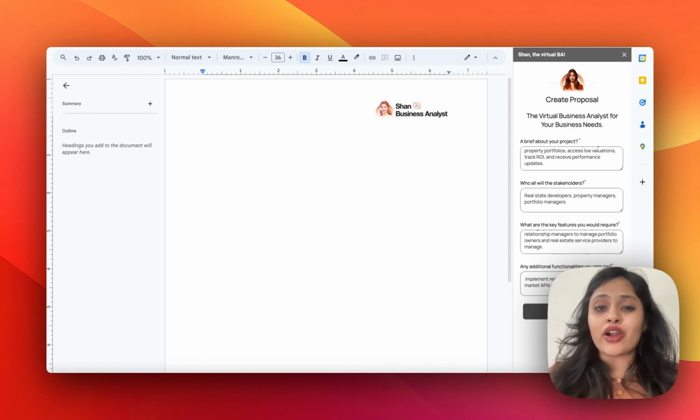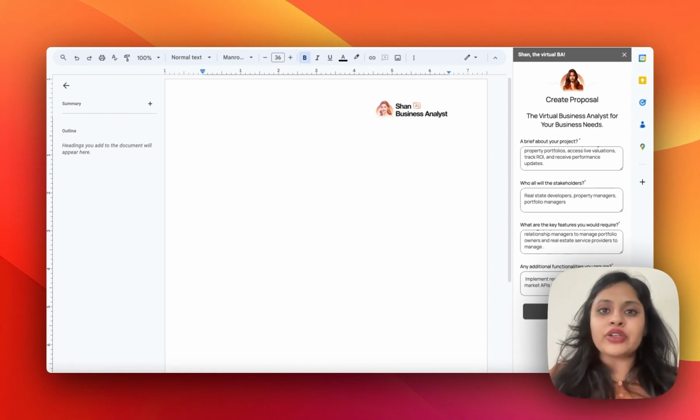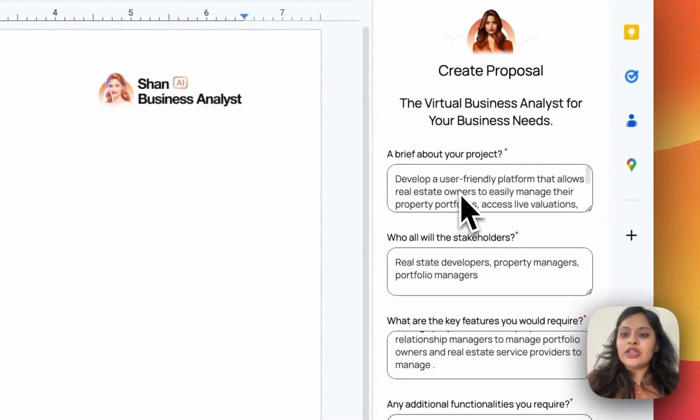But to give you a background, what we're building for this example here is a real estate property management platform where real estate or property owners and even service providers can manage their properties in one platform. And that is what we're building. So they could also sell and resell their properties, or even look at the live rental market. That's another feature we'd want to include. So we've already listed it down.